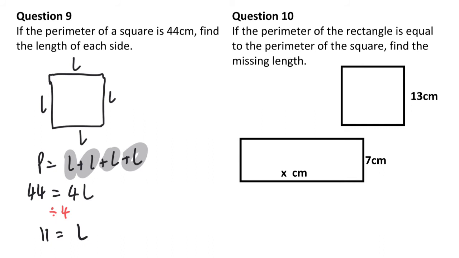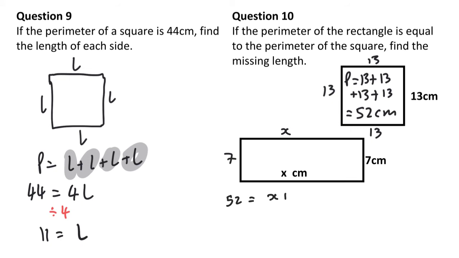Question 10, the perimeter of this rectangle is equal to the perimeter of the square. Find the missing length. So of the square, all 4 sides are 13. So the perimeter is 13 plus 13 plus 13 plus 13, which is 52 centimetres. And for the rectangle then, the other two sides are going to be x and 7. So the perimeter, which is 52, is going to equal x plus 7 plus x plus 7.